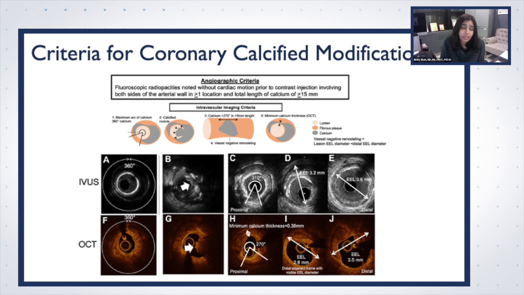Here are some of the examples that we give of 360 degrees of calcium, and we wanted to give examples using both IVUS and OCT so that everyone could see what these would look like by both modalities. Here's evidence of a calcified nodule. Here's evidence of a significant arc of calcium that happens to be thick as well, particularly noted on OCT, as well as a proximal and a distal vessel to demonstrate what vessel negative remodeling would look like.